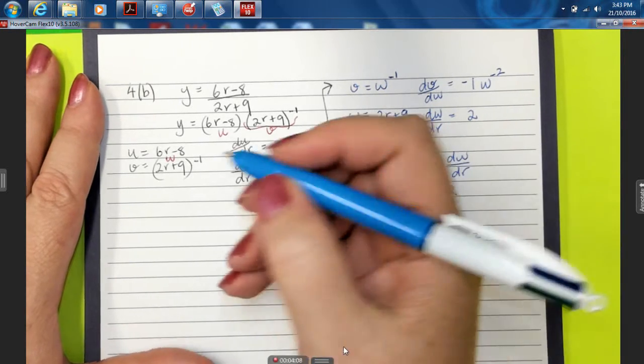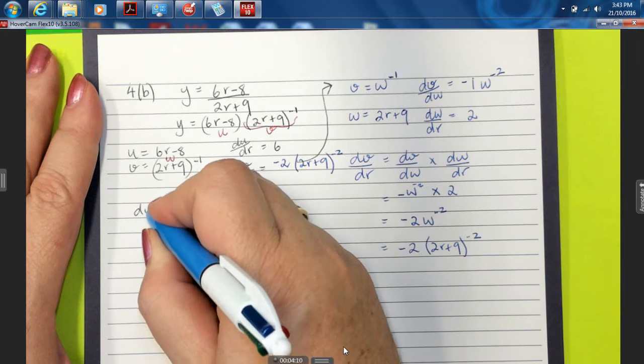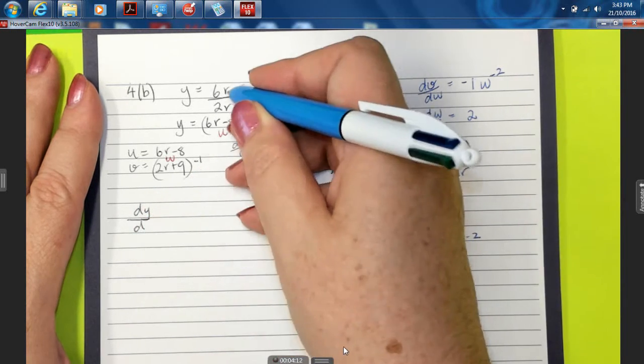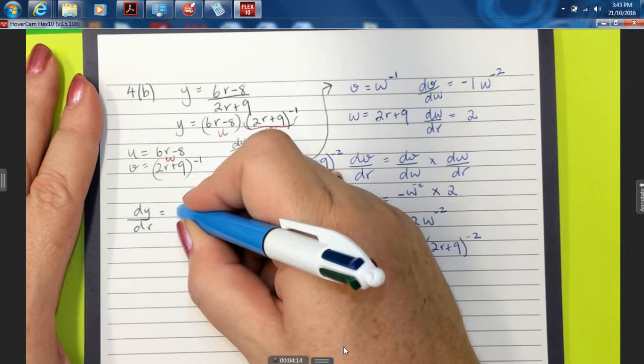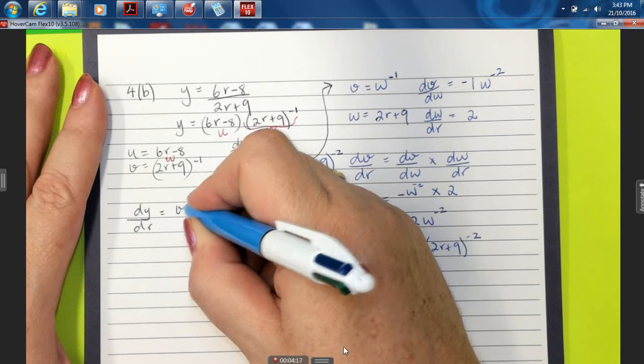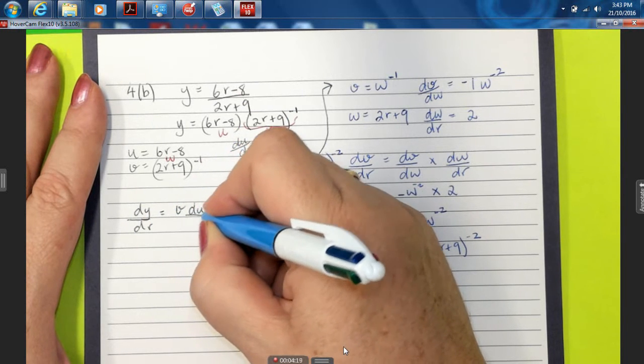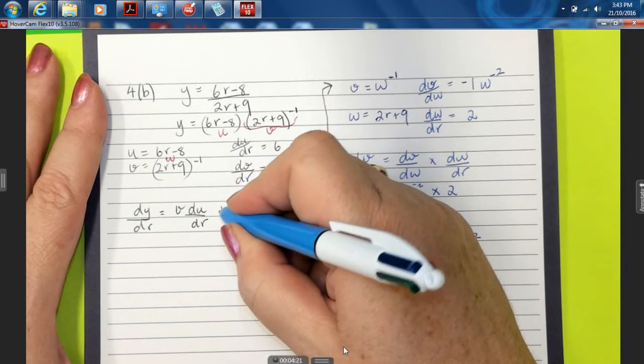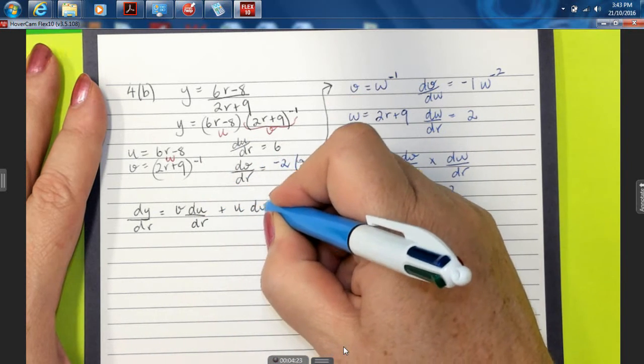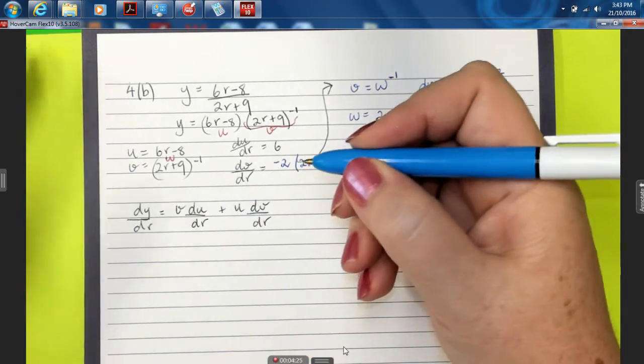Now we can continue on with our product rule. Our product rule says dy/dr is v times du/dr plus u times dv/dr.